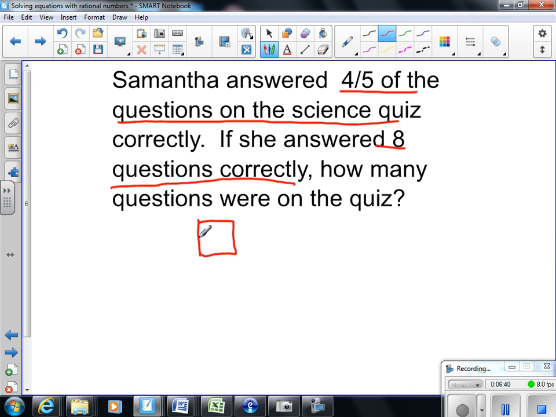So you're thinking, I don't know how many are in the whole thing, but 4/5 of the whole thing is 8. In our key words that we use, whether you add, subtract, multiply, or divide, do you see any key word here to help you indicate what operation is being done? It's right here. You got "of." 4/5 of the questions. So you're saying 4/5 times however many questions are in the whole quiz will be 8 questions. So this is like an equation: 4/5 times the number of questions equals 8. What will I do to solve? Divide both sides by 4/5.